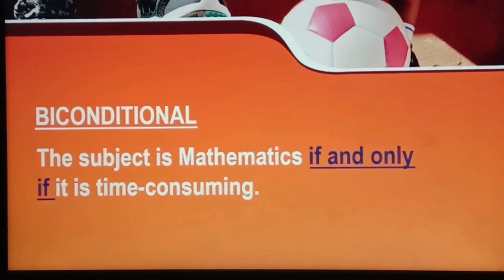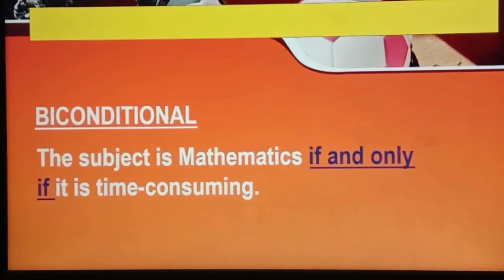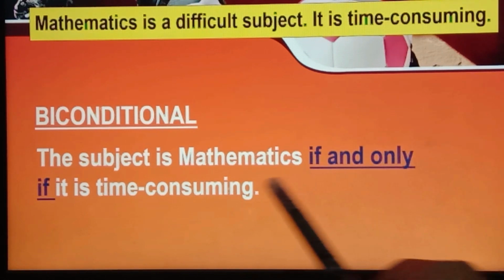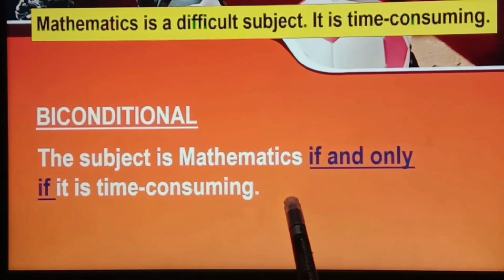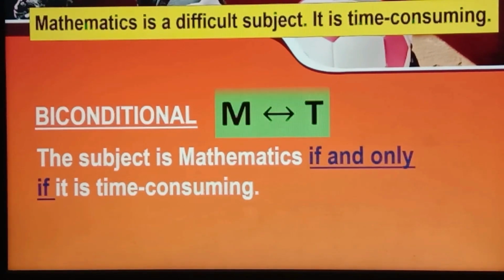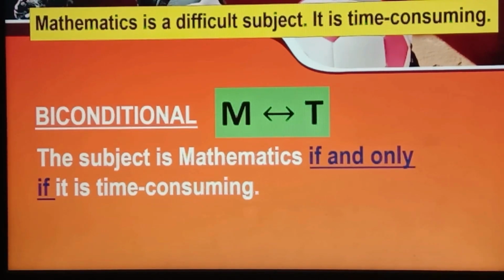Okay. Now for the biconditional, which is the last one for this. The subject is mathematics if and only if it is time consuming. So you have there if and only if. We also have a symbol for that, and the two words that we will be focusing on are mathematics and time consuming. So we will have letter M for mathematics and letter T for time consuming, and then, of course, the symbol of if and only if in between. So that's how we write statements using symbols.